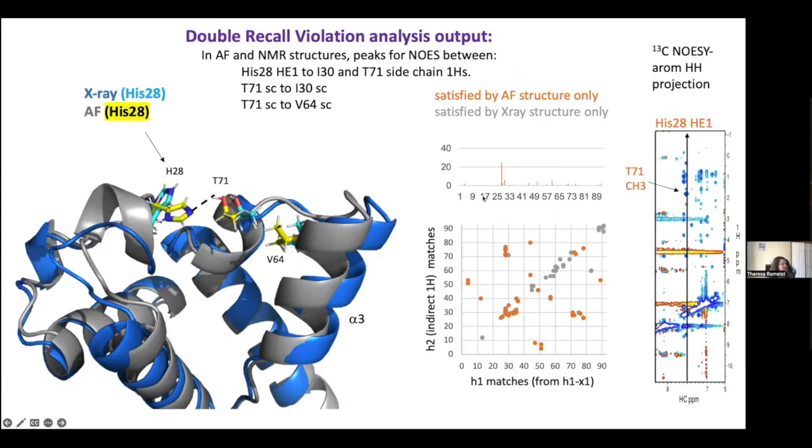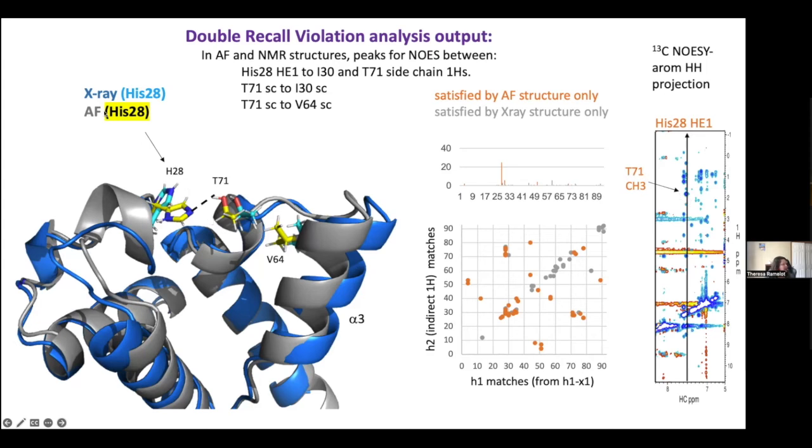I thought this was excellent. This is very interesting. It turns out that looking more closely at histidine 28, comparing between the AlphaFold, which is shown in yellow and also the gray, and the X-ray structure, which is blue here, we find that these peaks that are not being satisfied by the X-ray structure belong to histidine 28. I couldn't go through a talk without showing NOESY data. So here's a NOESY spectrum from the aromatic region showing the histidine 28 H epsilon, and here's a peak for the T71 methyl group, which is right here.